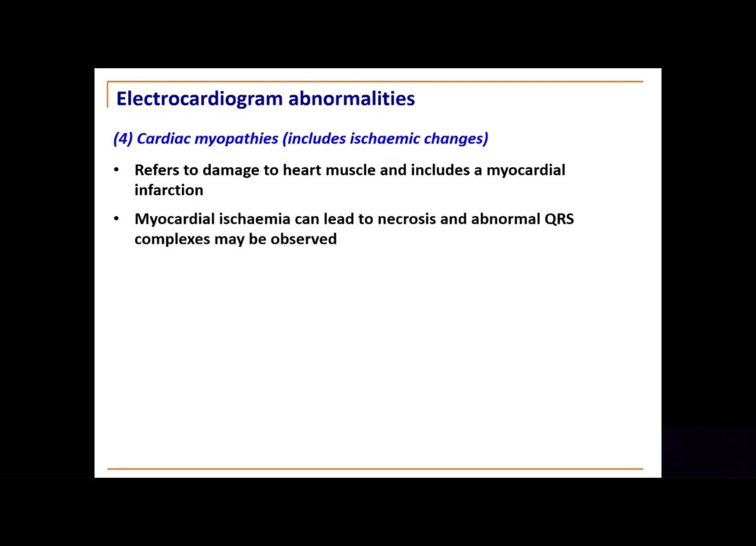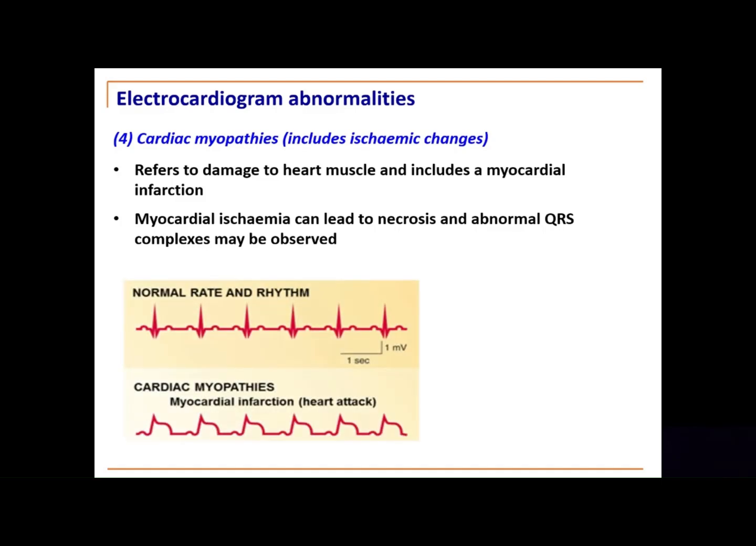When we're thinking about the acute myocardial infarction, there are two main types of abnormalities that we see. And of course, an MI can lead to necrosis because we've blocked off blood supply, and therefore abnormal QRS complexes may be observed because we're altering conduction through the heart. So again, here's our normal rate and rhythm.